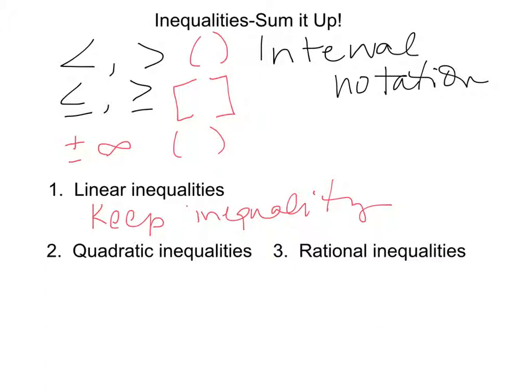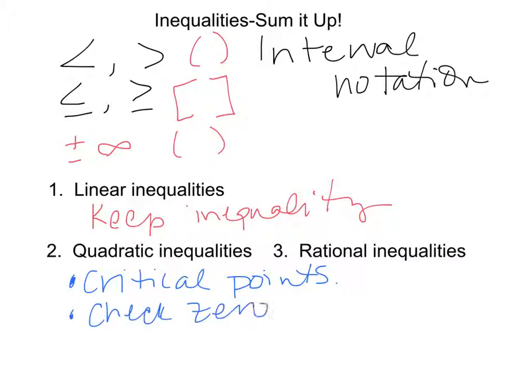The last two types we looked at were quadratic inequalities and rational inequalities. With both of those, you had to find your critical points. Once you find your critical points, then you put them on a number line and check 0. That's where most people mess up with these. You're not looking at your critical points. You keep trying to do what you did with your linear inequalities and keep that inequality symbol. You have to set that equal to 0, plot your points, and then check 0 to see where you shade.